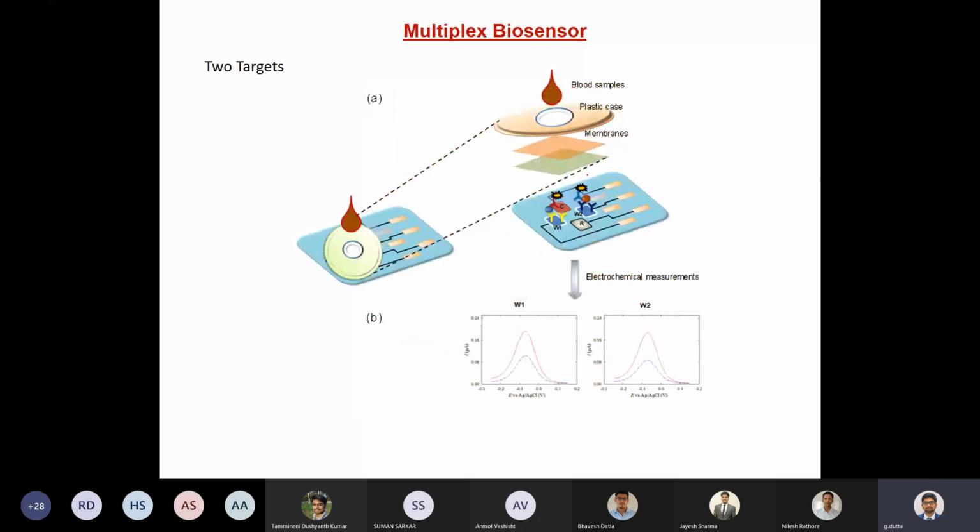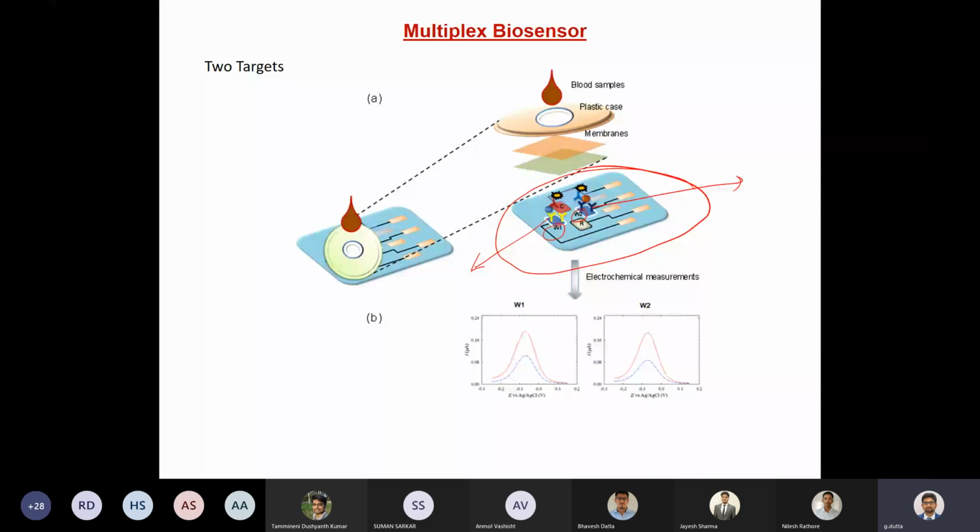So I will show you here one multiplex sensor. If you see, this is the actual sensor design here. So here is working 1 and here is working 2. On working 1 you can immobilize some antibody, and on working 2 you can immobilize another antibody. So it should be specific for two disease biomarkers. So multiplex means you are going to detect more than one, right guys? Yes, sir. So you're going to do more than one.